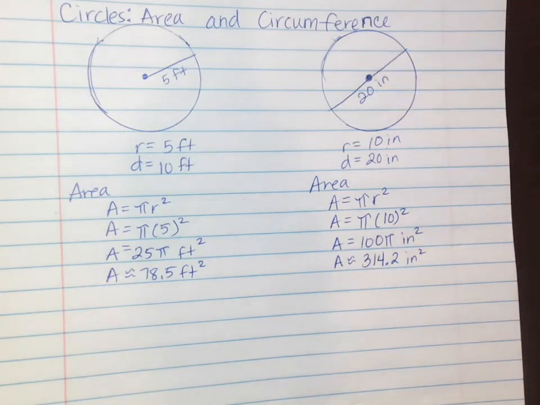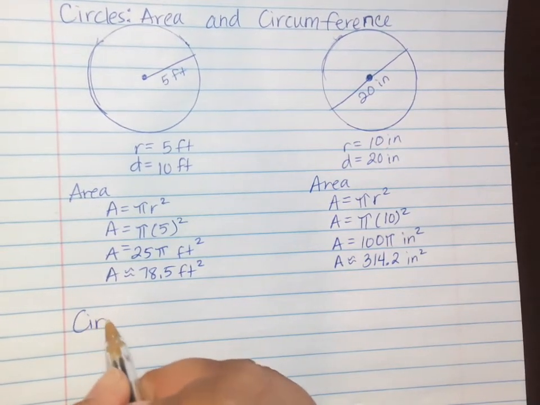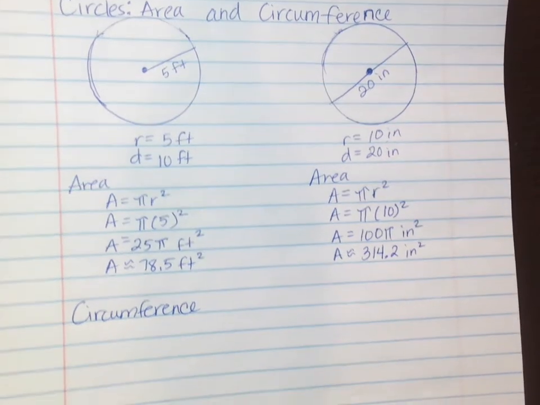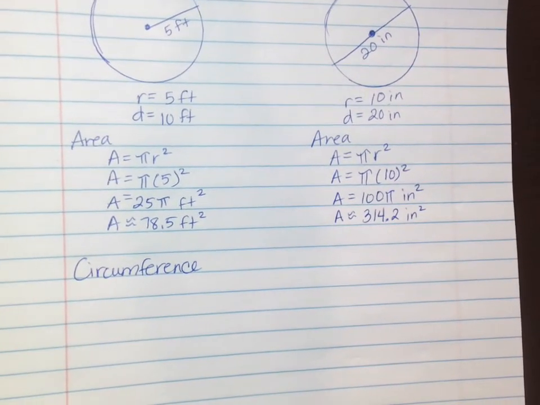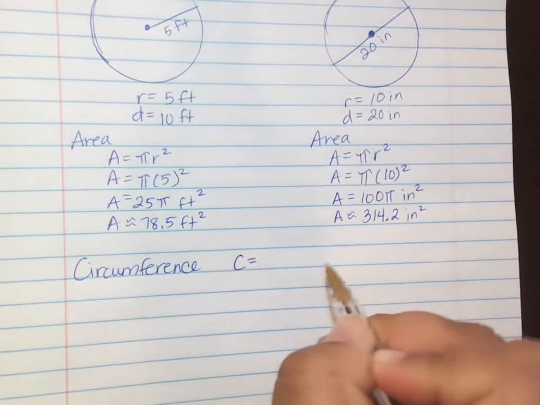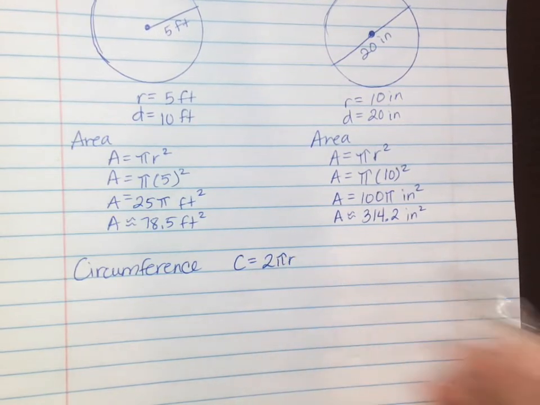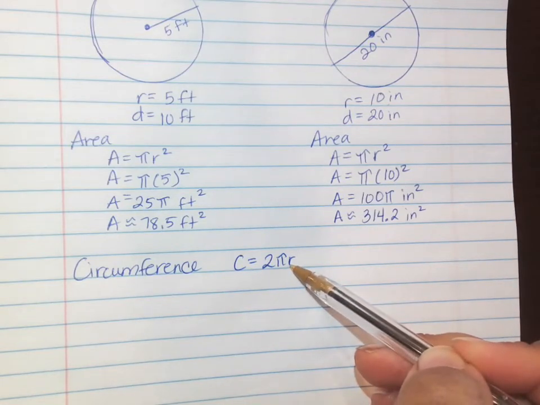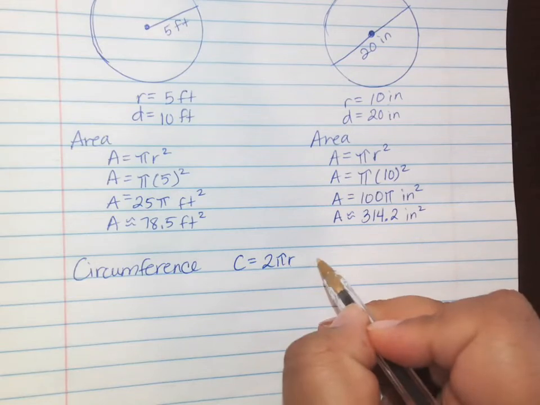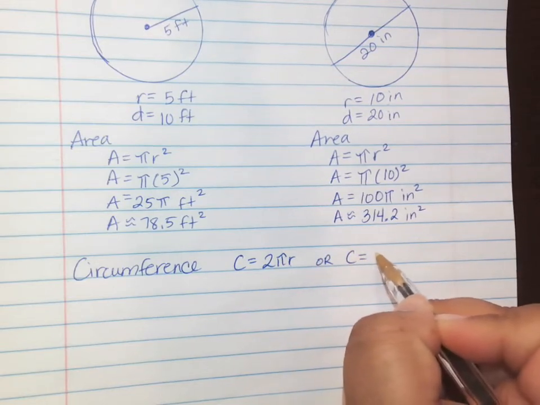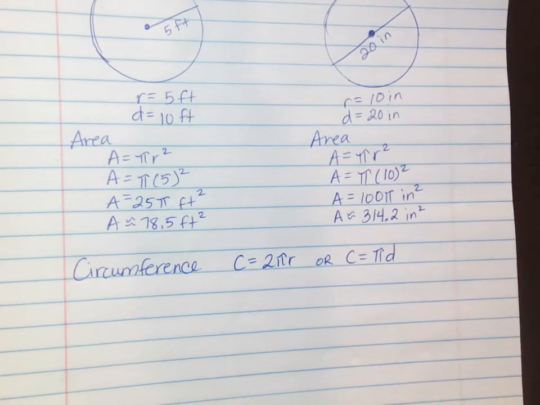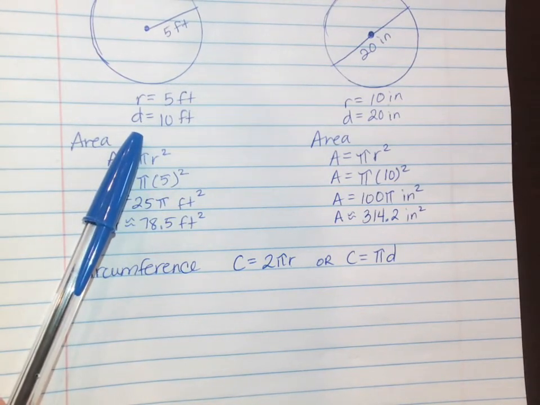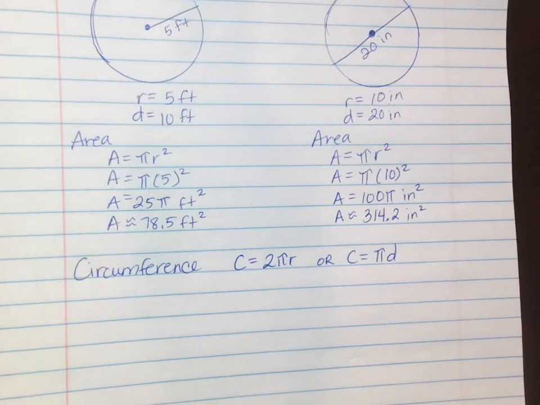So now let's do circumference. Actually, for circumference, there's two formulas. You can use 2 pi r, or since we know that 2 times r, the radius, is also the diameter, we could use pi d. So for the first one, we're going to use the same units and information given.